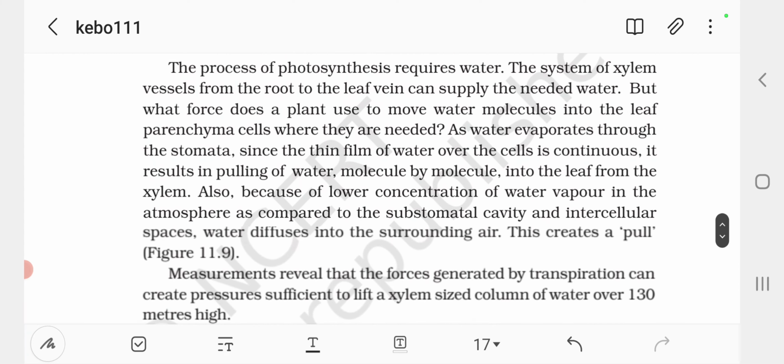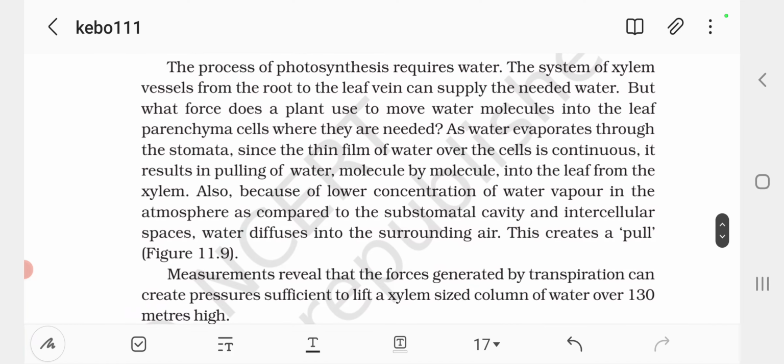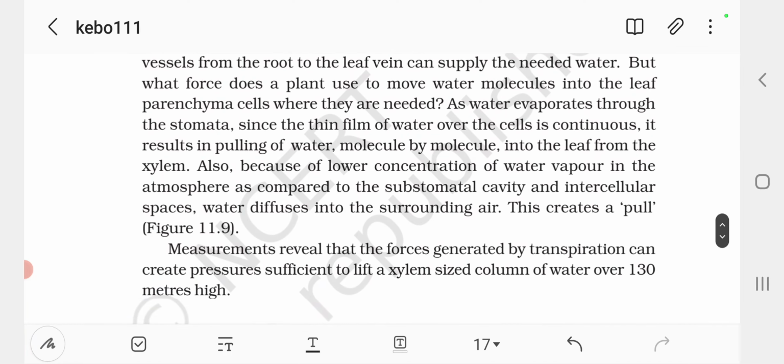The process of photosynthesis requires water. The system of xylem vessels from the roots to the leaf veins can supply the needed water. But what force does a plant use to move water molecules into the leaf parenchyma cells where they are needed? As water evaporates through the stomata, since the thin film of water over the cells is continuous, it results in pulling of water molecule by molecule into the leaf from the xylem.